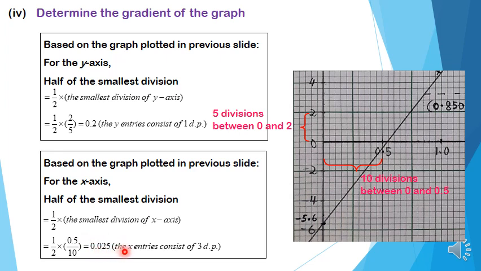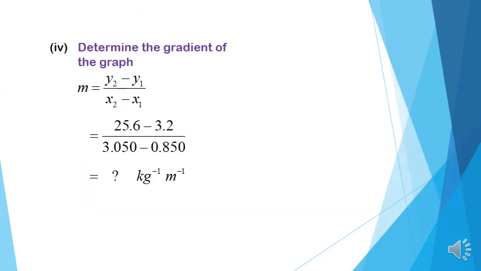Which means when we want to substitute the values of the x coordinates of the triangle of gradient into the formula of the gradient, each of the x entries must consist of 3 decimal places. The values of y2 and y1 that are substituted consist of 1 decimal place, whereas the values of x2 and x1 that we substituted each have 3 decimal places. Since all the values of x and y are in SI units, no further unit conversion is required.